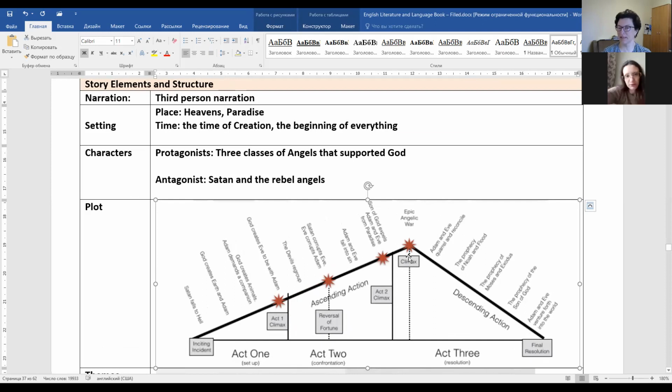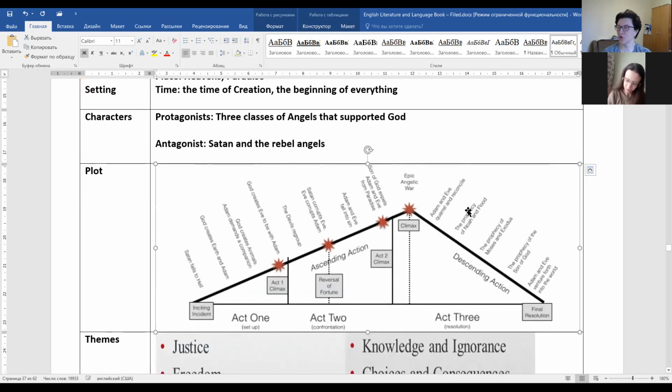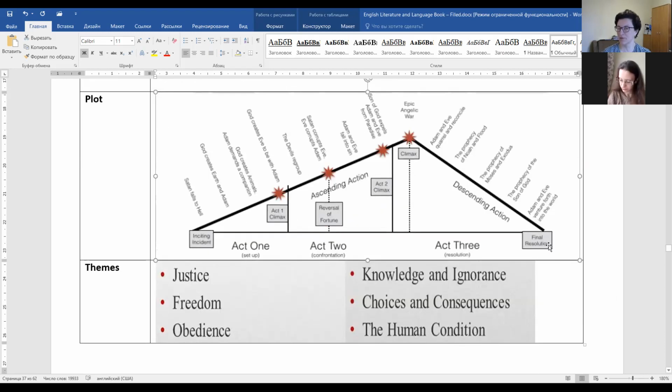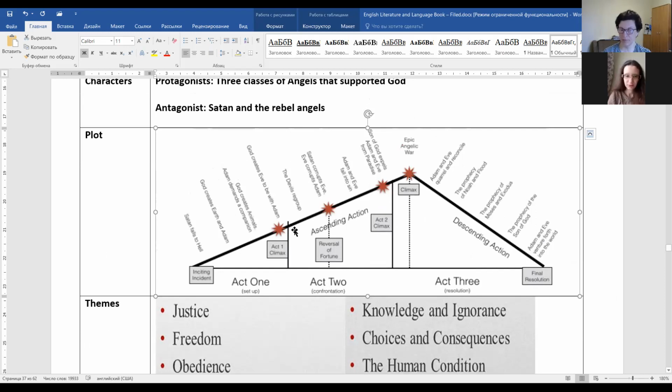Then we see that after the war, they fall into sin. What happens? The angels have a war. Adam and Eve quarrel, but the prophecy showed them that humankind will survive. They see the prophecy of Noah and the flood, the prophecy of Moses, and how he will bring people to the new land. Then the sons of God, and finally they go to the world, and they stay in the world that we have. So this is the plot of the story.